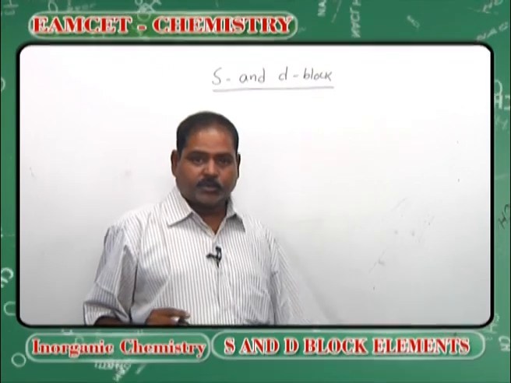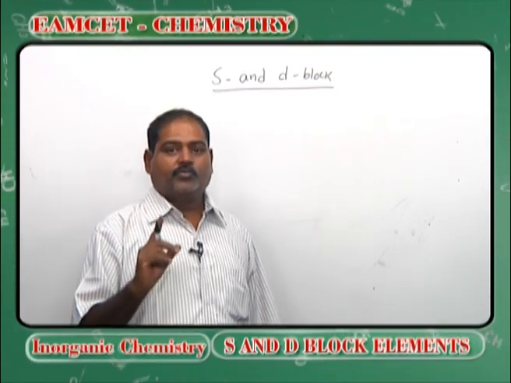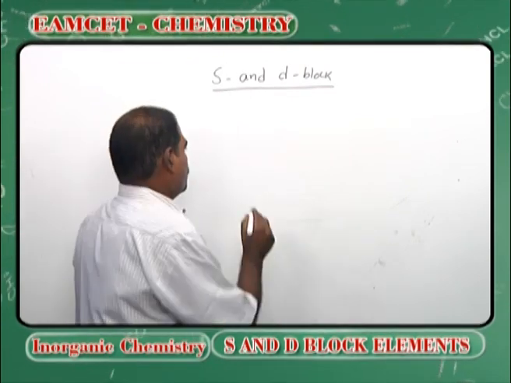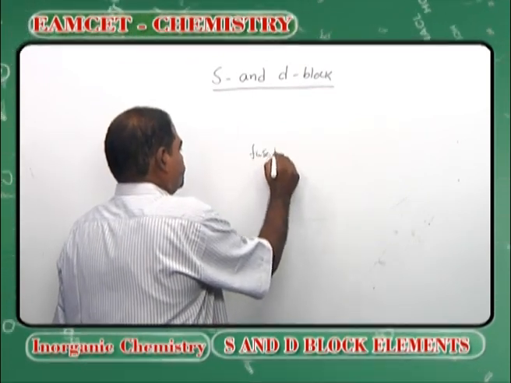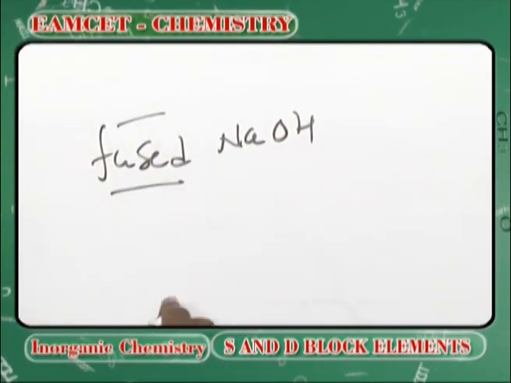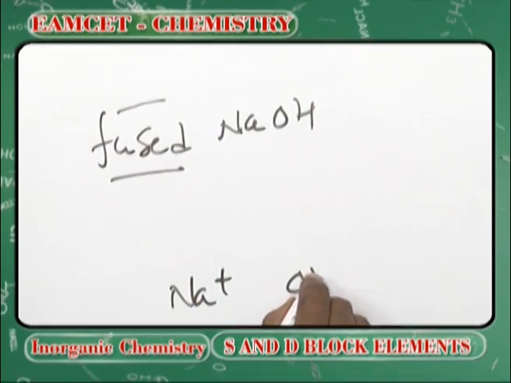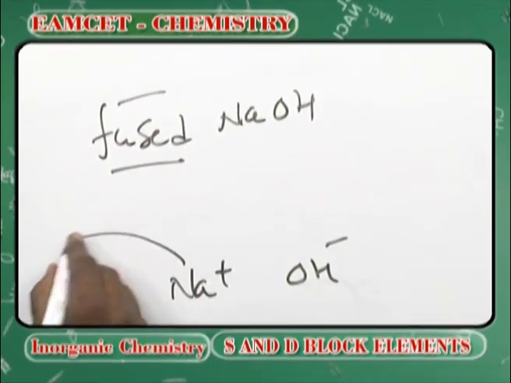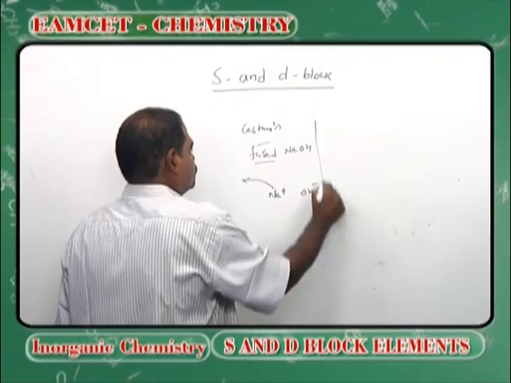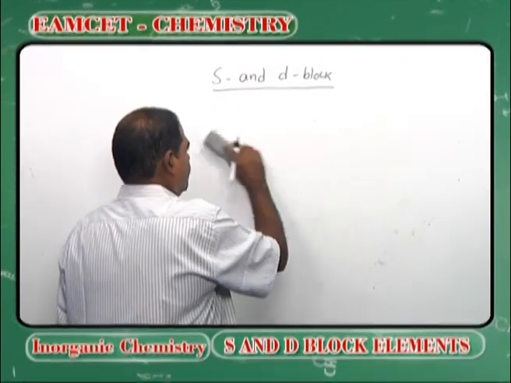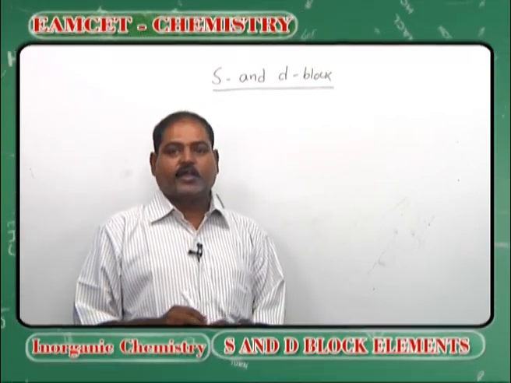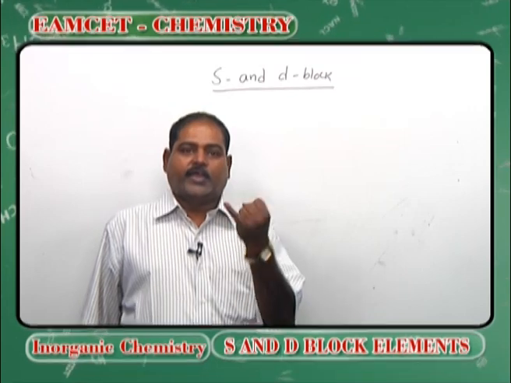Downs process, electrolysis of molten NaCl. Kastner's process, electrolysis of fused NaOH. What do you mean by fused NaOH? Fused also means molten. So, NaOH in molten state, you electrolyze, you get sodium. This is called Kastner's process. Downs process involves molten NaCl. So, sodium is extracted in Downs process and Kastner's process.